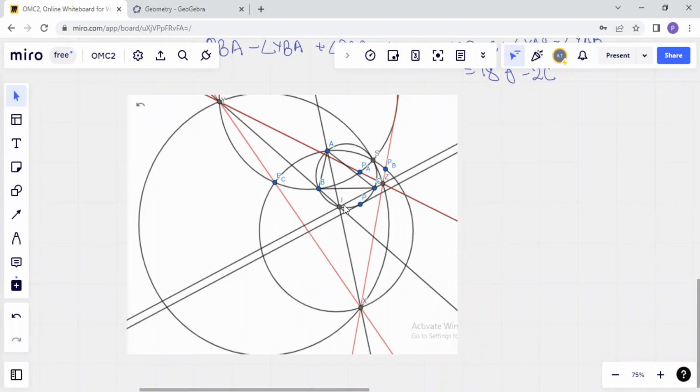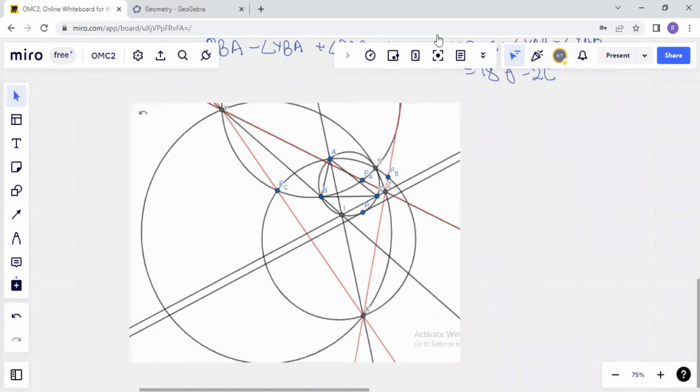So now we just draw the tangent at S to the circumcircle of XYZ, and let any point on it be K. And we prove that this line is also tangent to the circumcircle of APC.